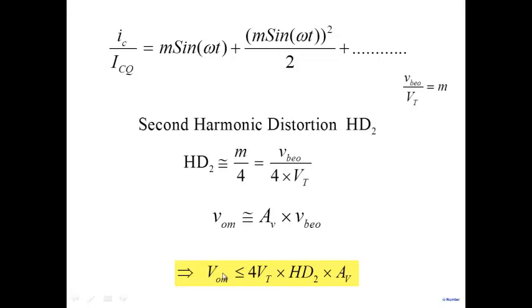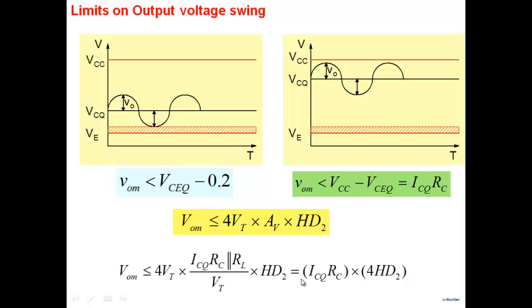So now we have gotten another expression for swing, which is determined by distortion. Earlier, we had not taken distortion into account, but now we are saying this is also important for us. Okay. So we'll stop with this particular graph here. So you can see now what are the limits. When we didn't talk about distortion, we said that my output voltage must be less than this. My output voltage must be less than this here. Now we are saying my output voltage must be less than this also.